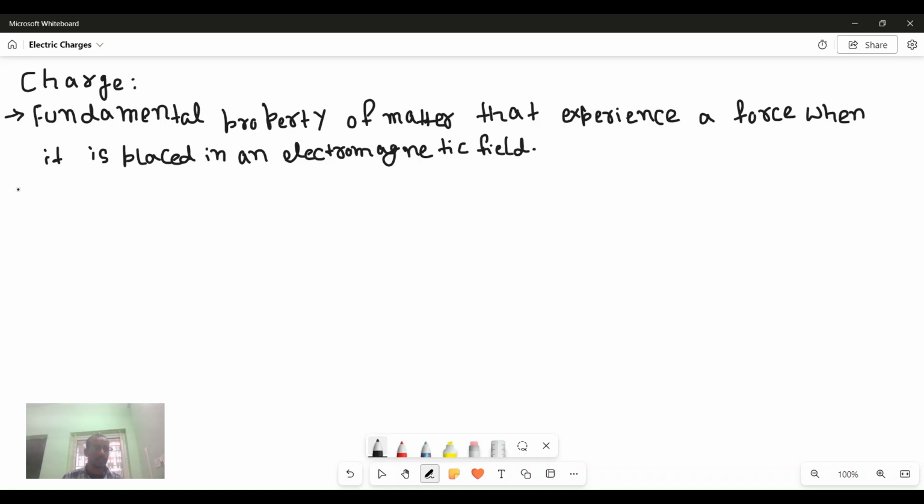Let's start with charge. Charge is a fundamental property of matter that explains a force when it is placed in an electromagnetic field. As we know, an electromagnetic field is a combination of electric field and magnetic field. So let's take an example. If a charge Q is placed in a uniform electric field E, then the force experienced by the charge is given by F = QE.